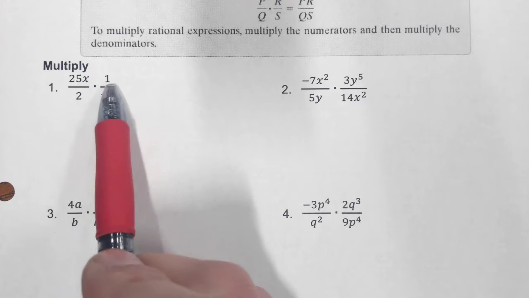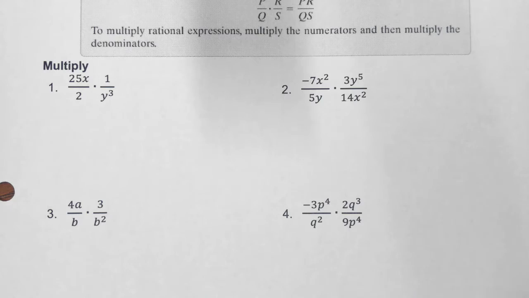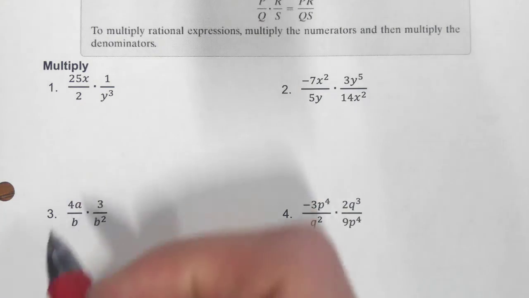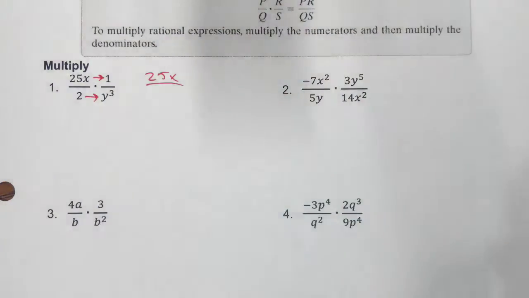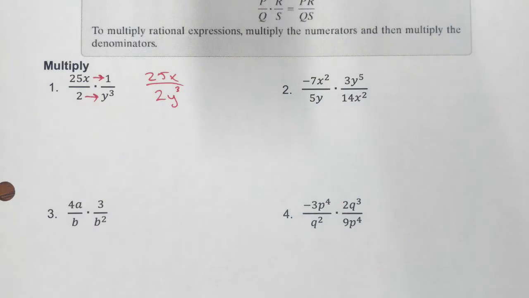I'm looking at number 1. And remember, you're looking for something on top and something on bottom that can reduce. I don't see anything on this one, so this one's nice and easy. We're just going to do top times top. 25x times 1 is still going to be 25x. On bottom, 2 times y cubed is still 2y cubed. And because we already checked to see if it would simplify before we multiplied, we know that our final answer isn't going to reduce either.